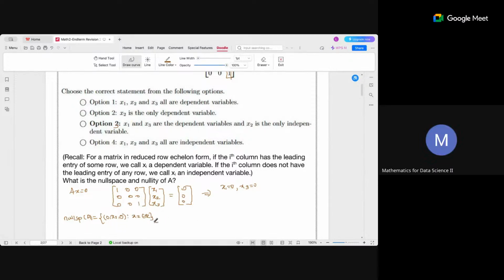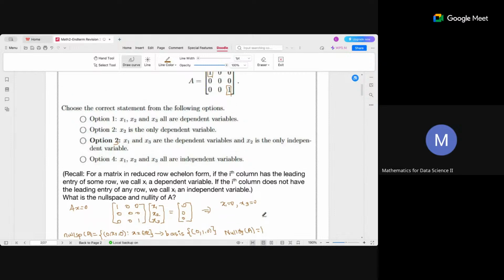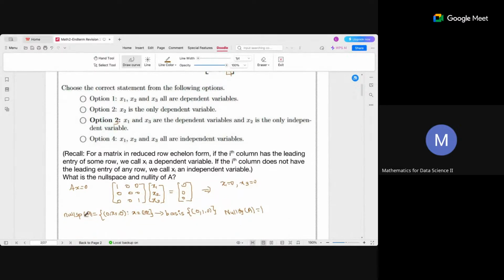Now what is the dimension of this null space? 1, right? So what is the basis for this? (0, 1, 0) is a basis. Now you can say that this is a basis, and so nullity of A is 1. You can see that x2 is the independent variable for this matrix, and that contributes to the null space.